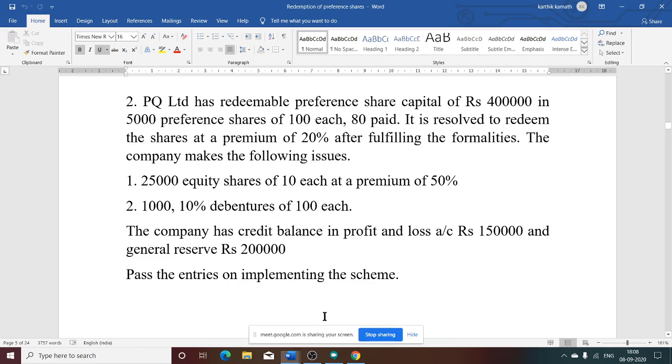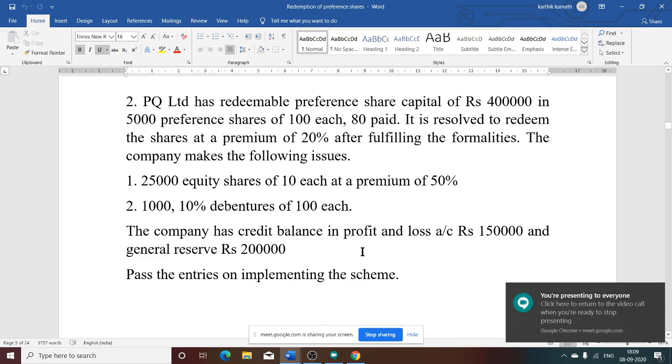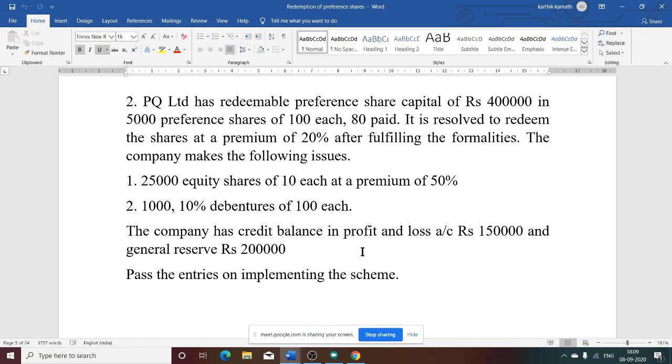Yes. So see the question. PQ Limited has redeemable preference share capital of 4 lakh in 5,000 preference shares of 100 each, 80 paid. So what happens here? This is a partly paid share. If you want to do redemption of preference share, you need to convert these partly paid shares into fully paid shares. If you don't convert, then you cannot make redemption of preference share.